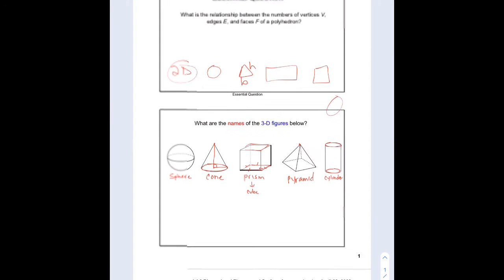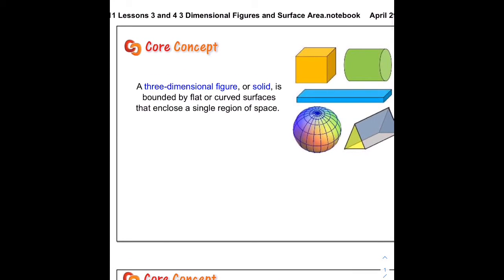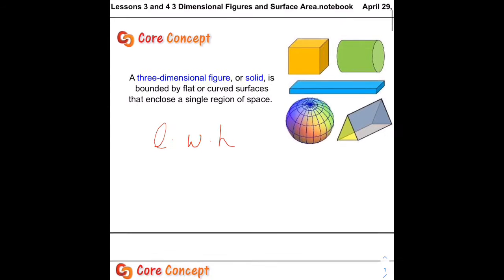All right, so just a couple of notes to go through. A three-dimensional figure, or a solid, is bounded by flat or curved surfaces that enclose a single region of space. In general, a three-dimensional figure has to have a length, a width, and a height, or a length, a width, and a depth.